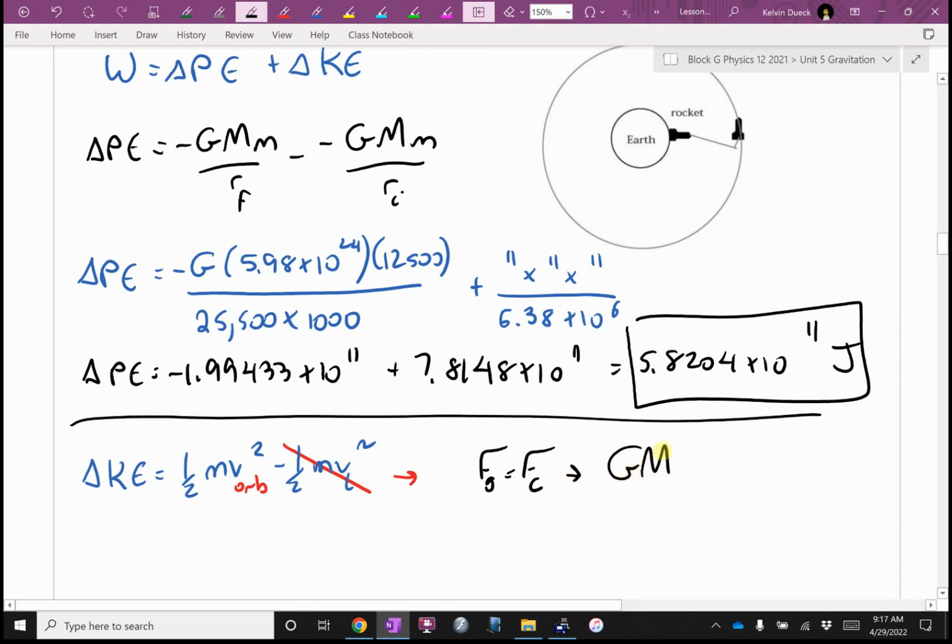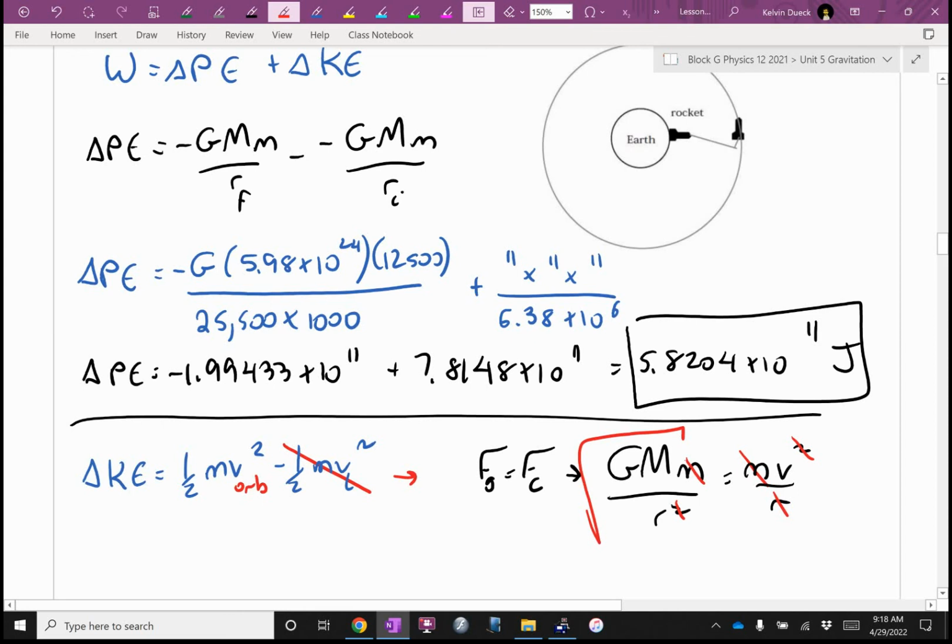I can say big G, big M, little m over r squared equals little m times circular acceleration. Which version should I use here, the one with the T in it or the one with the V in it? I want to find orbital speed, not period. Hey, little m cancels. Does an R cancel here? Oh, R cancels. How would I get the V by itself? I remember this. V orb is the square root of big G, big M over R.